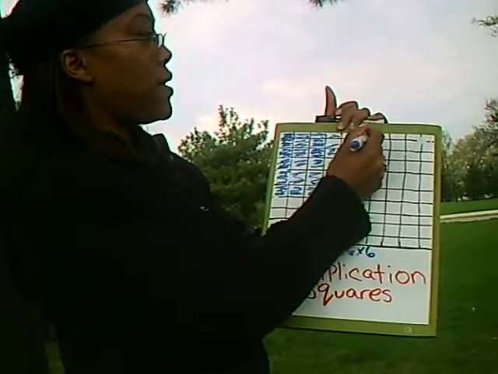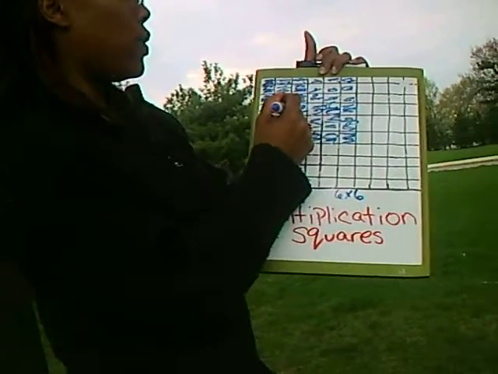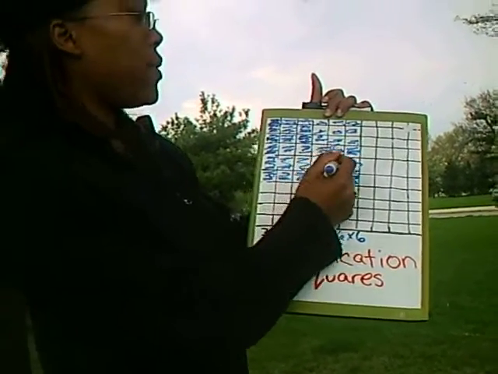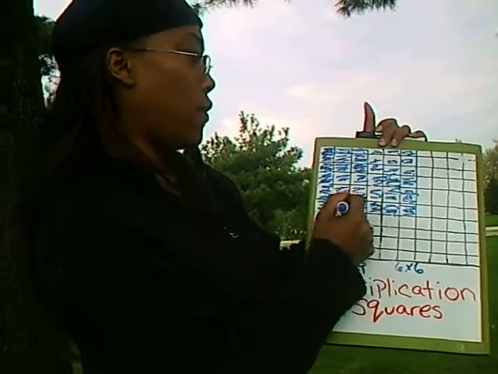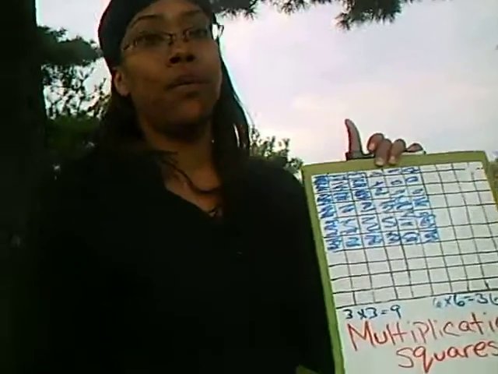One, 2, 3, 4, 5, 6, 7, 8, 9, 10, 11, 12, 13, 14, 15, 16, 17, 18, 19, 20, 21, 22, 23, 24, 25, 26, 27, 28, 29, 30, 31, 32, 33, 34, 35, 36. This will equal 36. And that is the example.